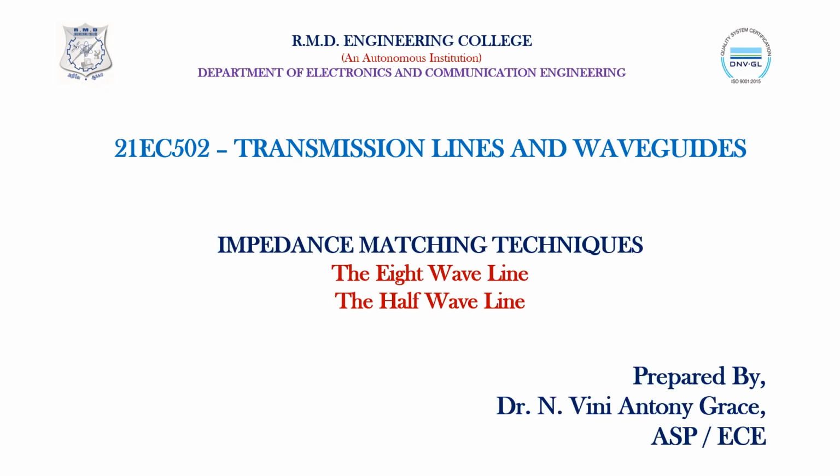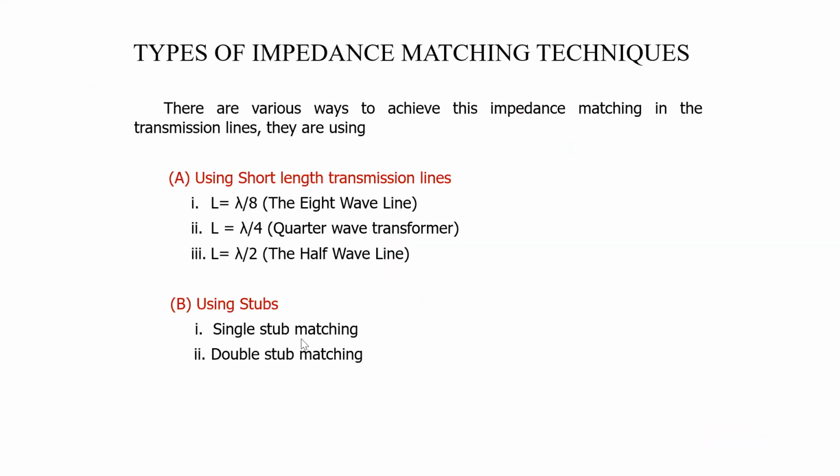Dear students, in this lecture, we are going to see the different types of impedance matching techniques that we use in a transmission line. If we want to match the load impedance with that of the source impedance, we can do it in two different ways. The first one is using short length transmission lines. That is, we can make use of a short piece of a transmission line of certain length between the load and the source to perform this impedance matching.